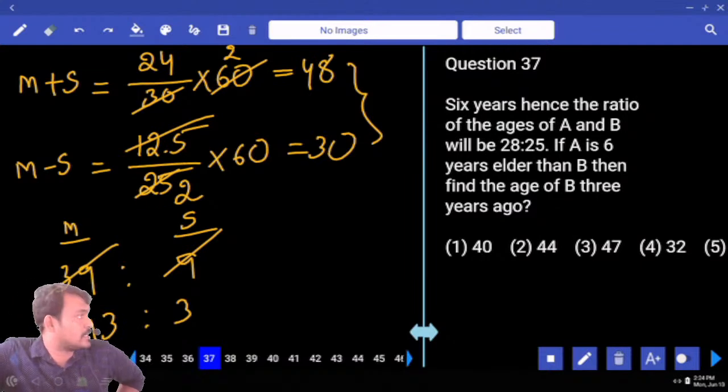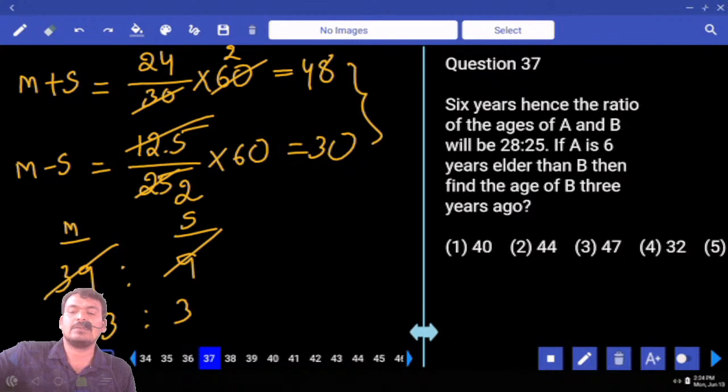Next question number 37. After 6 years, the ratio of the ages of A and B will be 28 is to 25. If A is 6 years elder than B, then find the age of B 3 years ago.